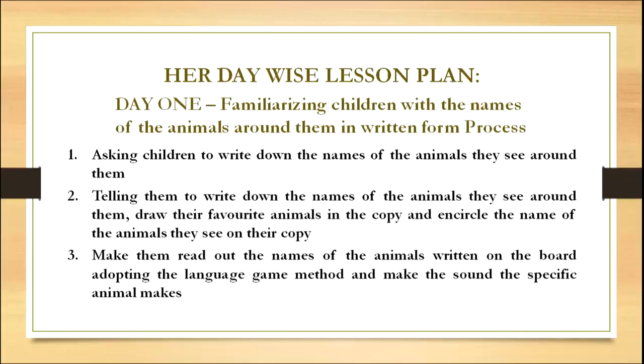On the first day, she familiarizes children with the names of animals around them in written form. The first step she did was asking children to write down the names of the animals they see around them. Then telling them to draw their favorite animals in the copy and encircle the names of the animals they see in their copy. Then she makes them read out the names of the animals written on the board, adopting the language game method, and make the sound the specific animal makes.